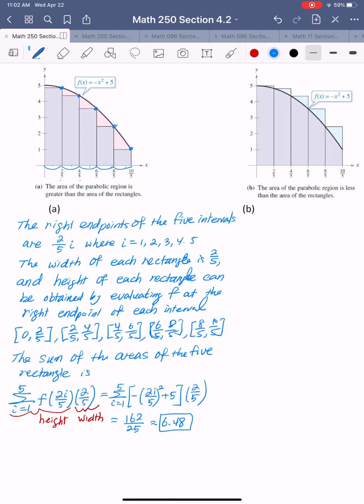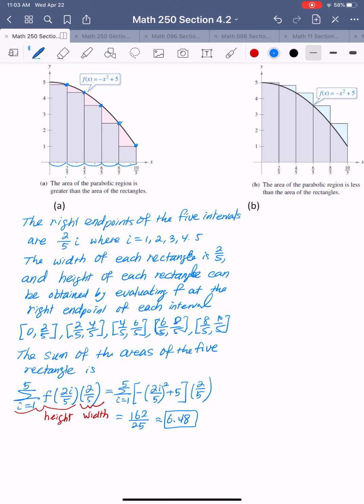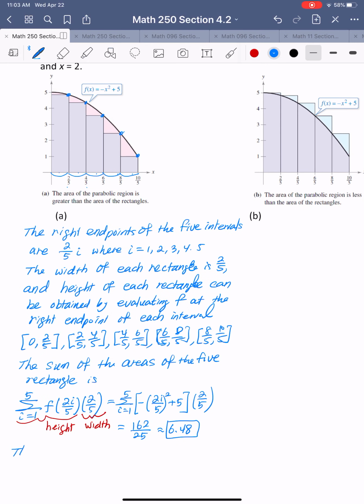That's the area of the squares inside the curve. Because each of the five rectangles lies inside the parabolic region, you can conclude that the area of the parabolic region is greater than 6.48. That's the area of the five rectangles, but the area under the curve is going to be greater than 6.48.